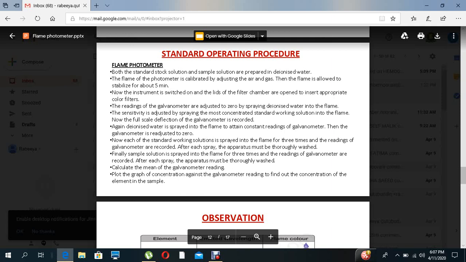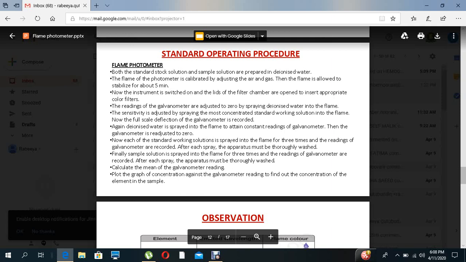Now each of the standard working solutions is sprayed into the flame 3 times and the readings of the galvanometer are recorded. This is very important because it allows us to make a graph upon which we can study different concentrations and find out the exact concentration of this sample that we are studying. After each spray, the apparatus must be thoroughly washed. The apparatus is washed so that there is no contamination between different standard solutions.